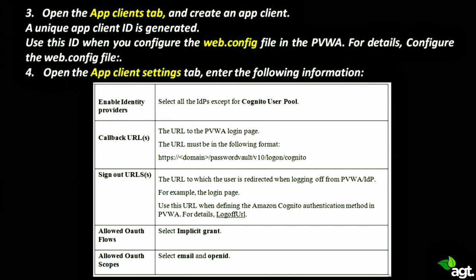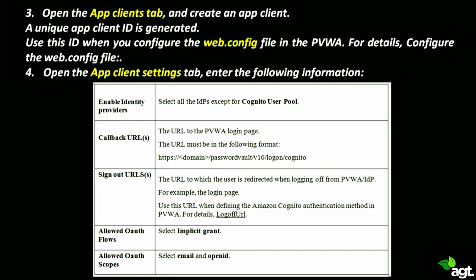The third step is to open the app clients tab and create an app client. A unique app client ID is generated. Use this ID when you configure the web.config file in the PVWA. For details, you can check out how to configure the web.config file. Then open the app client settings tab and enter the following information. Number one is enable identity providers.